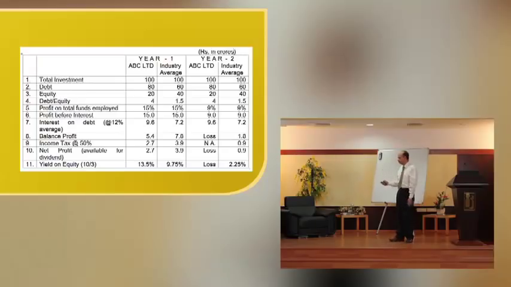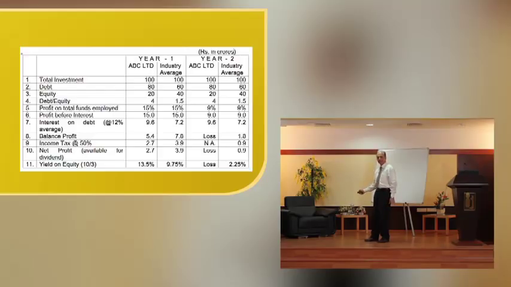Okay? And profit before interest, because here we are analyzing the profit before interest. What is the profit? Here the first year the company has made a profit of 15 crore, and the industry average is also 15 crore. That average profitability is 15 crore. And the second year it is 9 crore, and industry average is also 9 crore.